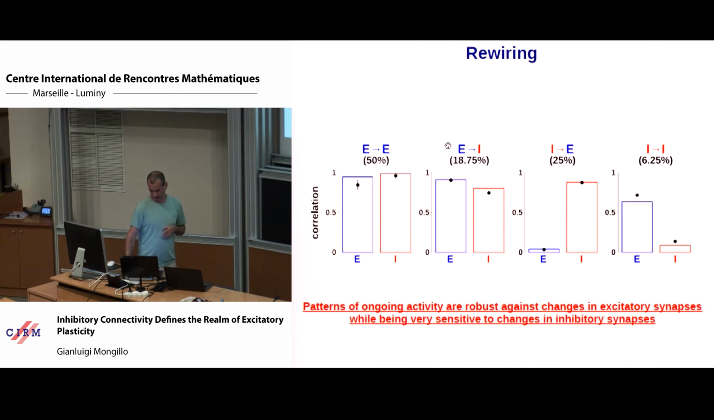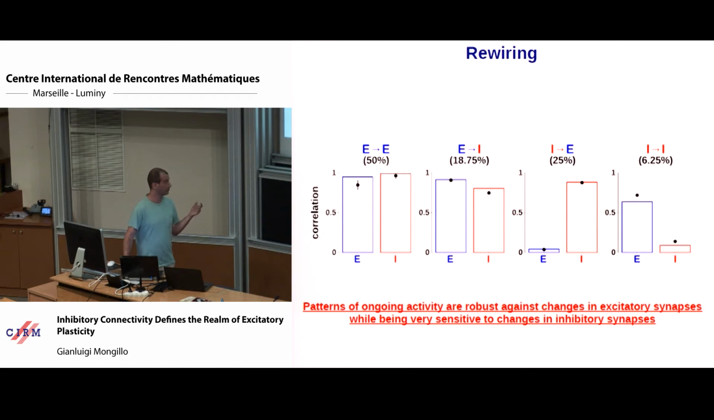I think I don't have to spend long on this. The conclusion is pretty obvious: the pattern of activity in the network is very robust to reorganization of the excitatory connectivity, and at the same time very sensitive to change in the inhibitory synapses. We developed a theory to understand this and predict this change. The simulation is the black dots and the theory is the bars. You can see we have a pretty good quantitative understanding of this phenomenon.